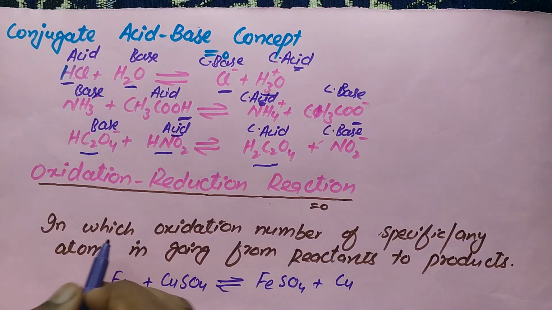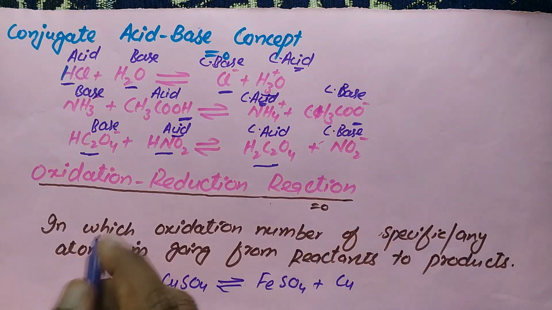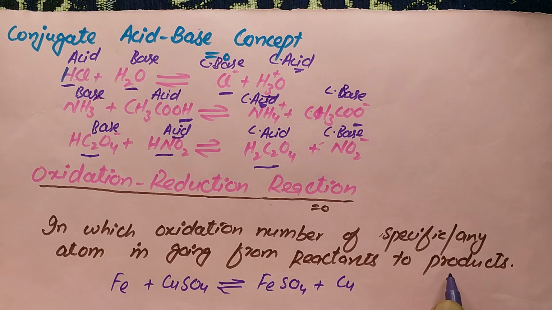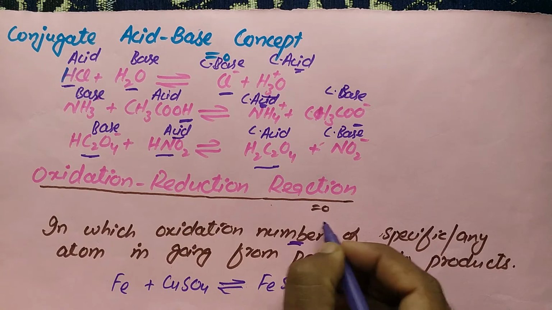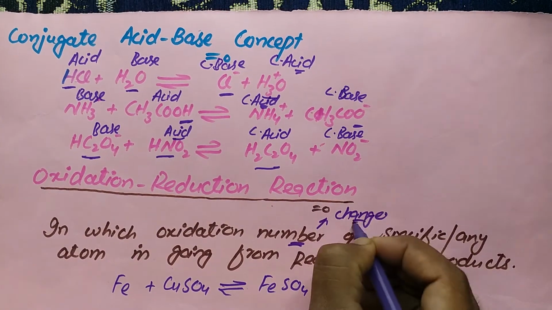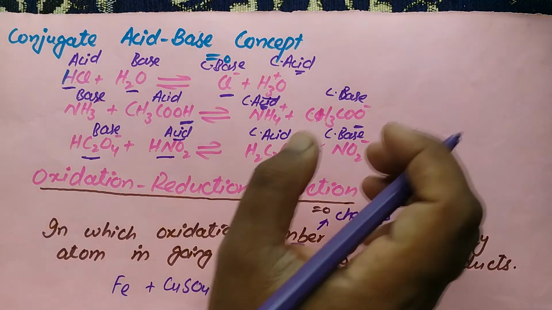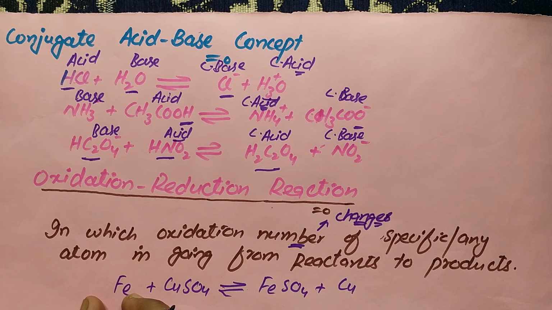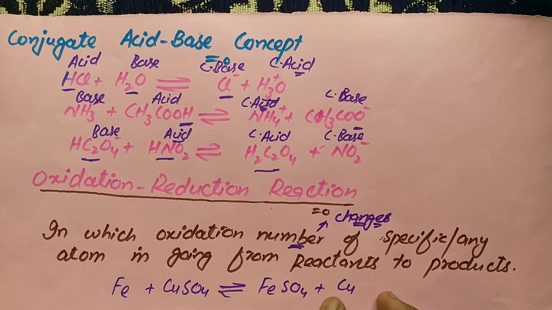So the next concept is the oxidation reduction reaction. These are reactions in which the oxidation number of any species, that is, an atom, changes going from reactant to product. What does it mean that the oxidation number changes? How is it possible that the oxidation number changes? For example, look at this example: Fe plus CuSO4 becomes FeSO4 and Cu.